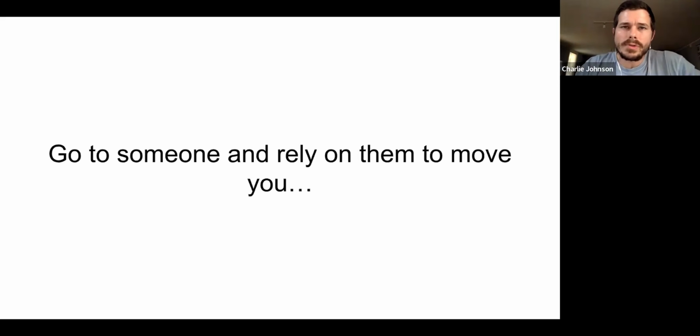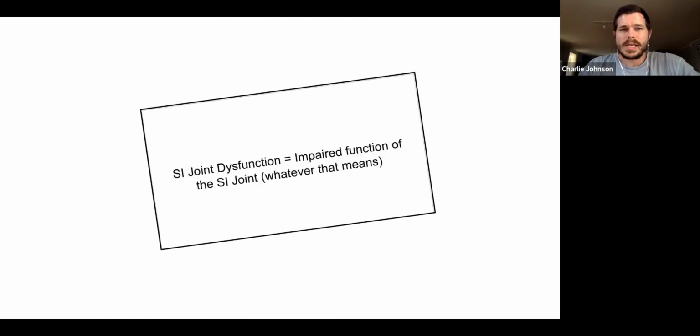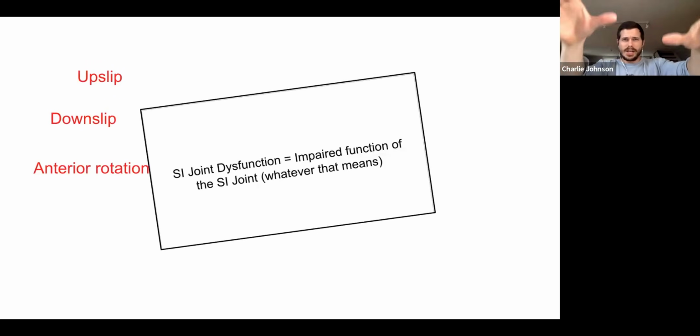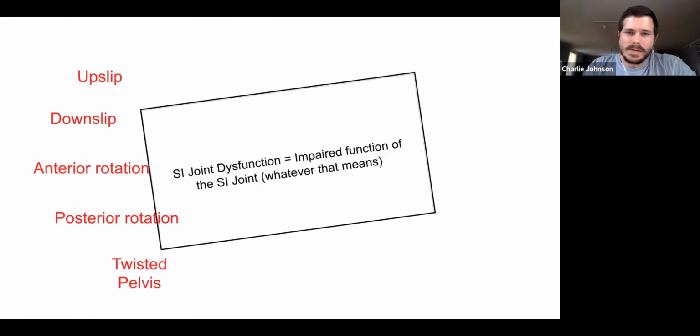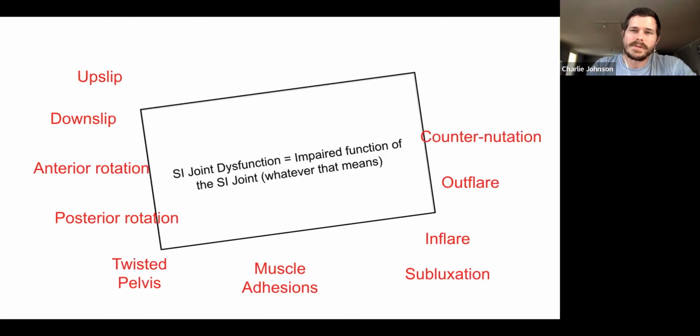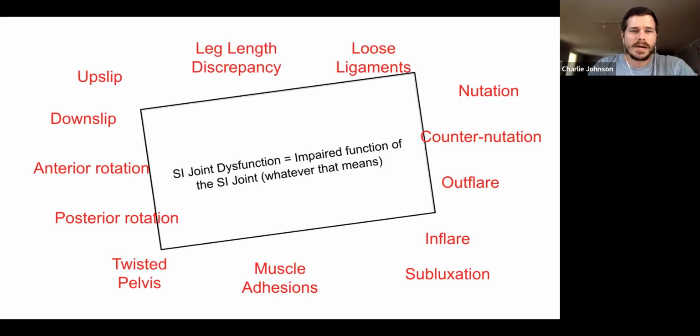And so you have to ask yourself, what do you want, right? You can either go to someone, rely on them to move you and do the thinking for you, which if you ask me, just creates dependency, right? But this is what you're going to get. You've got this SI joint dysfunction, this upslip, this downslip. They're going to be back there checking out your hiney boodle, right? Oh, this pelvis is this. No, your hips. And you're doing all these tests. Twisted pelvis. You've got these muscle adhesions, these subluxations, inflares, outflares. I'm sure there's other terms that aren't even on here, right? You've got loose ligaments, whatever that means, leg length problems.